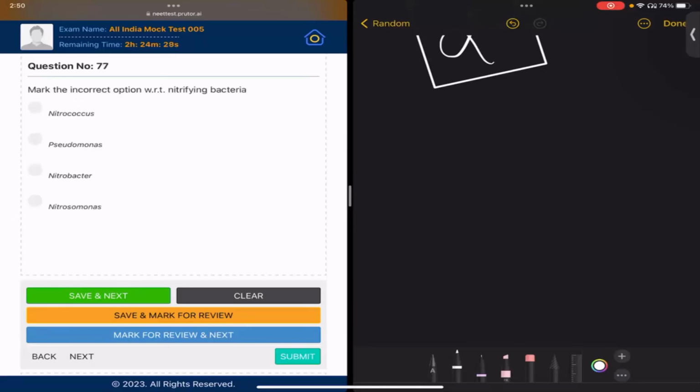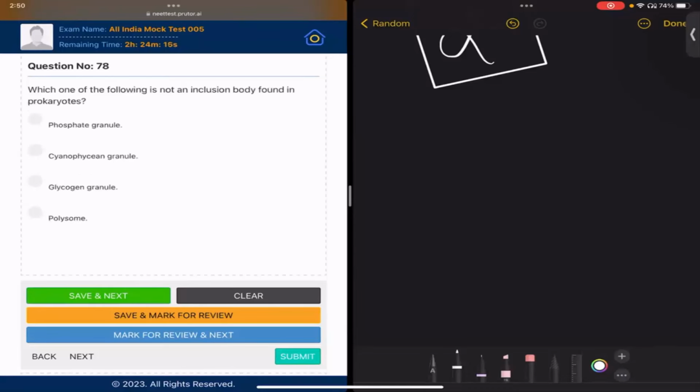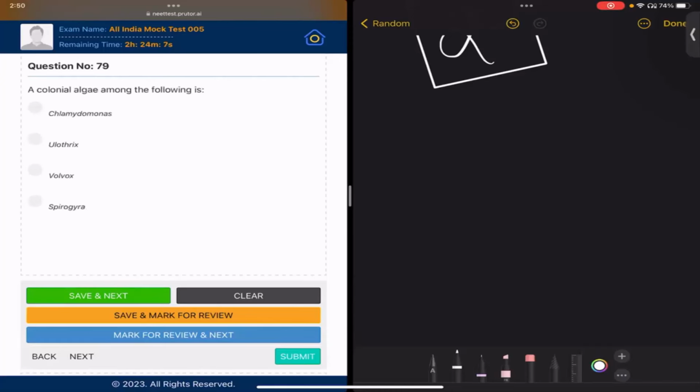Next. Mark the incorrect option with respect to nitrifying bacteria. Incorrect कौन है? तो nitrifying में तुम्हारा Pseudomonas नहीं होता है, ठीक है. Not an inclusion body found in prokaryotes. Okay. Phosphate, cyanophycin, polysome नहीं होता है, ठीक है.